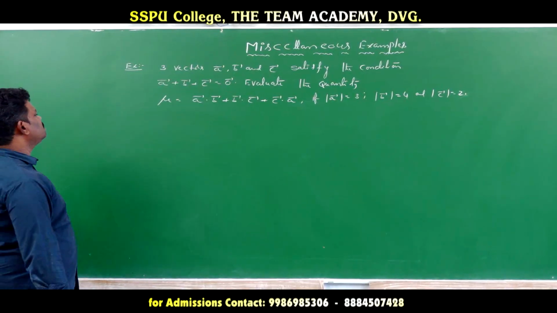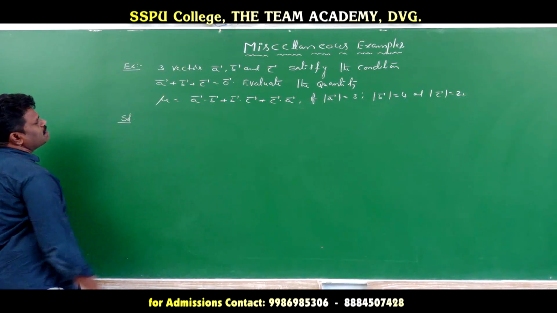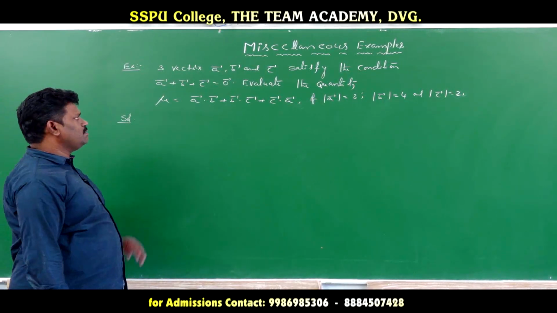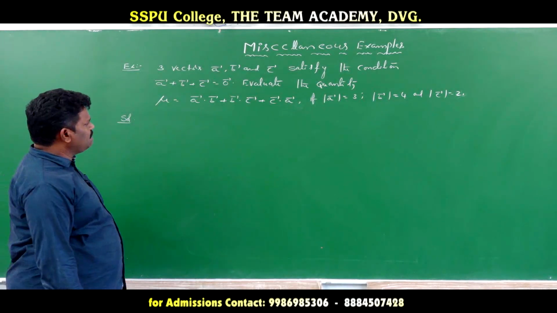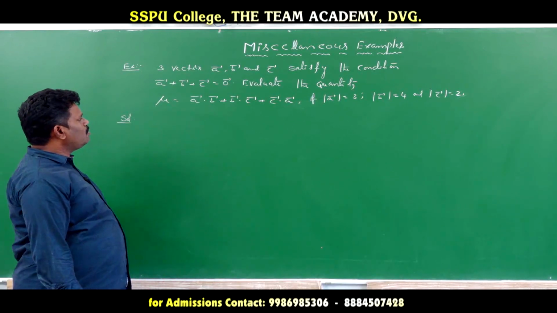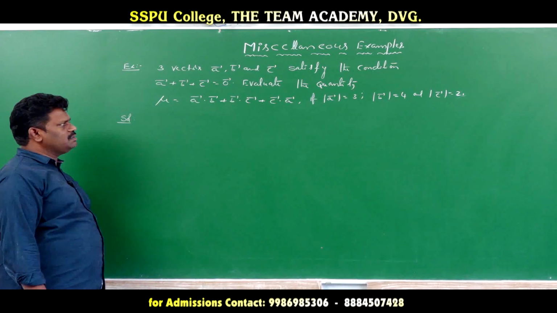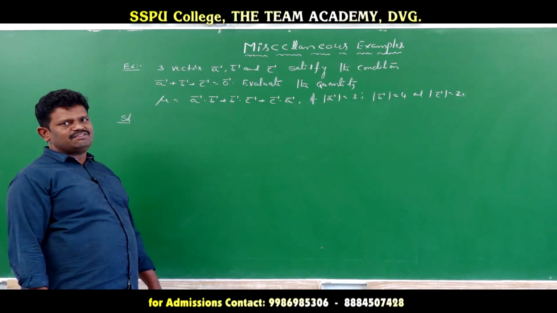Next example, similar to the previous question. Same type of model as the previous example, but here three vectors A bar, B bar, C bar satisfy a condition. Given three vectors, evaluate this quantity: mu is equal to A bar dot B bar plus B bar dot C bar plus C bar dot A bar, when the magnitudes of A, B, C are also given.